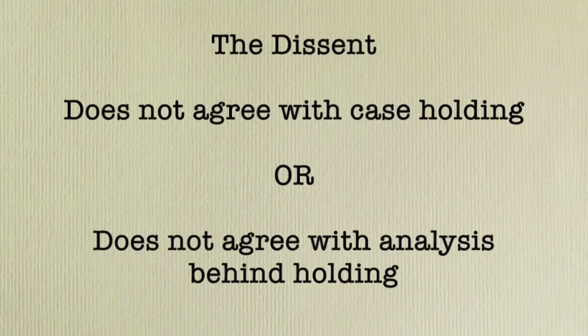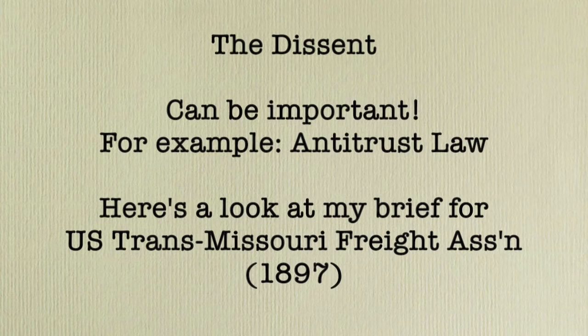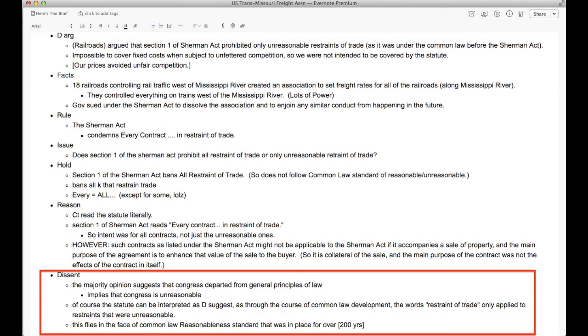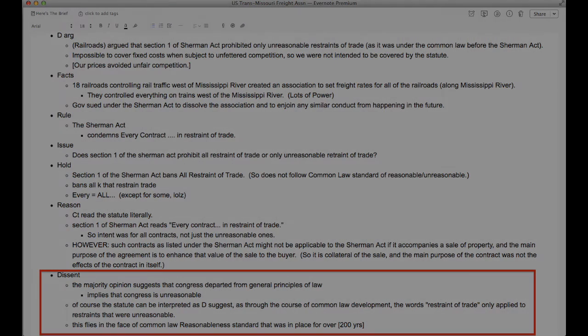The dissent is a section that describes the arguments of any dissenting opinions in the case. These dissents are either for the case holding itself, or they agree with the case holding, but not with the analysis that goes behind it. In some areas of law, the dissent can be a surprisingly important part of the case. For example, in a lot of early antitrust cases, the dissents often foreshadow changes in the law for the very next case they hear on the issue.